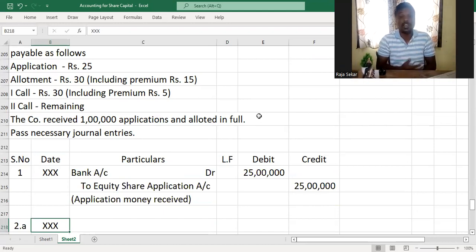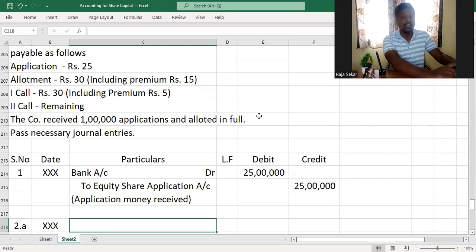The next journal entry would be, we'll have to see if there is any rejection, and if there was any rejection, we'll have to refund the application money received on the rejected applications. However, in this question, we issued 1 lakh shares and we received 1 lakh applications and we have allotted in full, and therefore we have not rejected any applications, so there is no need to refund any application money. So let's look at it now.